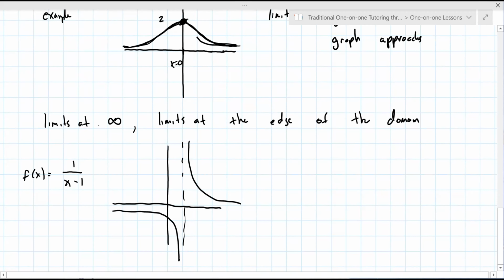And I could ask you the limit at positive or negative infinity. So it's basically like asking, what happens when x gets really, really large? What happens when you put in a really, really big number for x? Well, a really big number minus 1 is still a really big number. And 1 over a really big number is... It's the same thing that the graph approaches. What value does this approach?